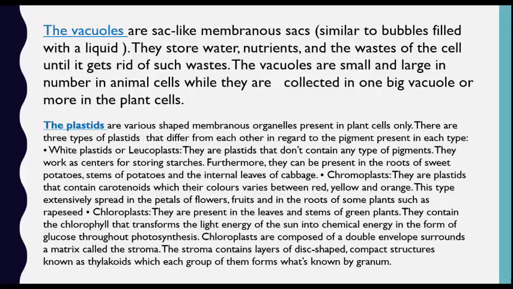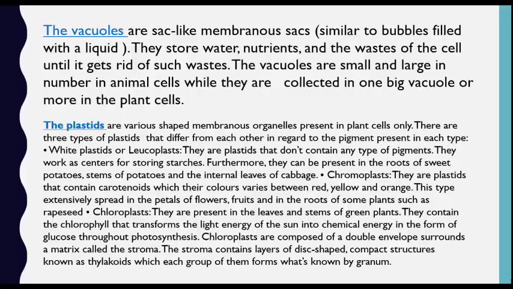White plastids or leucoplasts. They are plastids that don't contain any type of pigments, so we call them white plastids. They work as centers for storing starches. Furthermore, they can be present in the roots of sweet potatoes, stems of potatoes, and the internal leaves of cabbage.